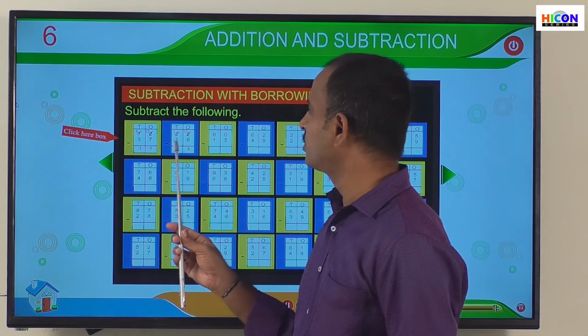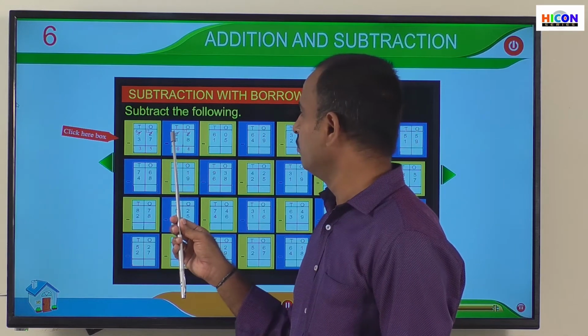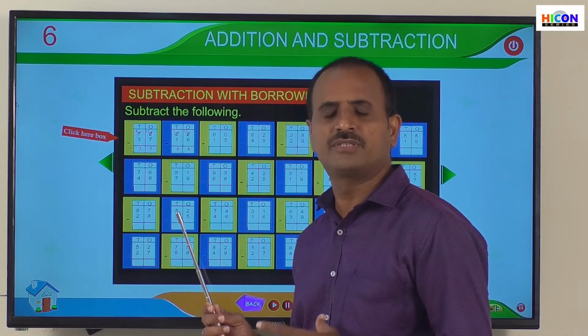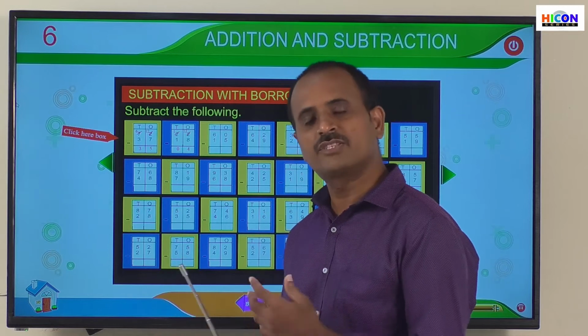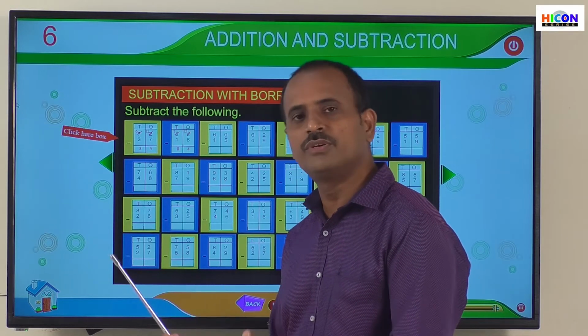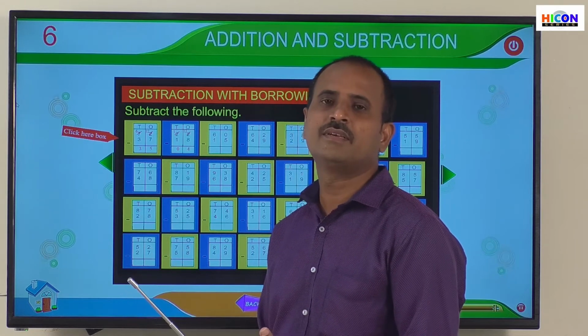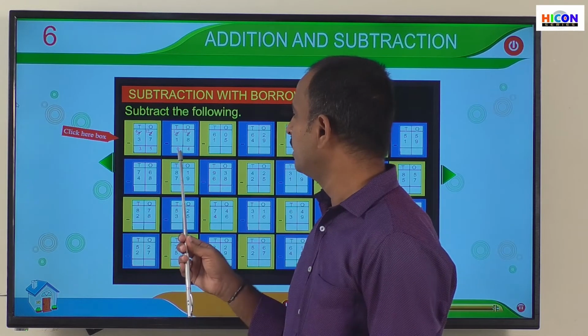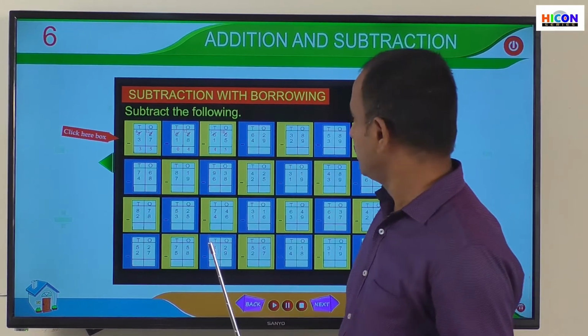So now go to the tens place. What are the digits here? 1 and 1. So that means 1 minus 1. If we subtract the same 2 numbers, we will get 0. 1 minus 1, 0. 2 minus 2, 0. 10 minus 10, 0. In the same way, if you subtract the same numbers, the answer will be 0. So here the answer is 0. The answer is 4. So children, see the next problem.